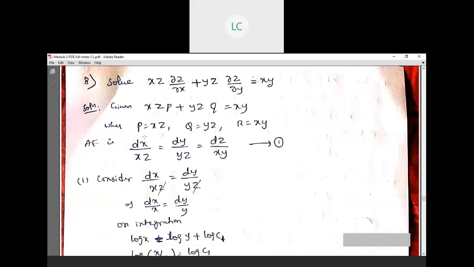Next, eighth equation, it is already in standard form. See here, we can make pairs. This is the auxiliary equation, right? Observe first and second term. Is it possible to make the pairs? Yes, we can, because by cancelling z, the variables are separated. We can easily integrate it.